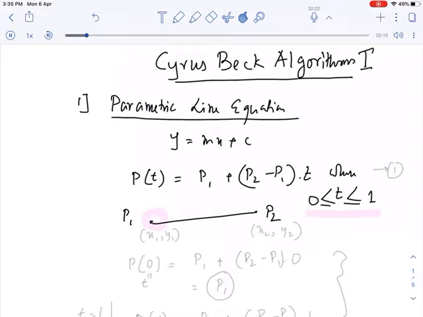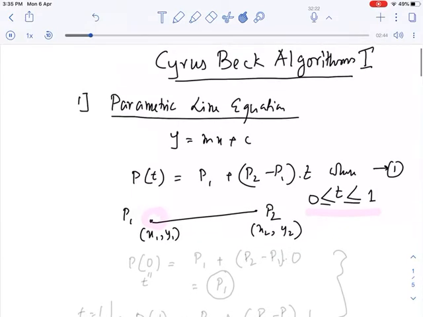Here if we consider the first point as x1 y1 and p2 is x2 y2, so we can represent x and y in the same equation. Now what is the meaning? Now t is a parameter. t has got the value from 0 to 1.